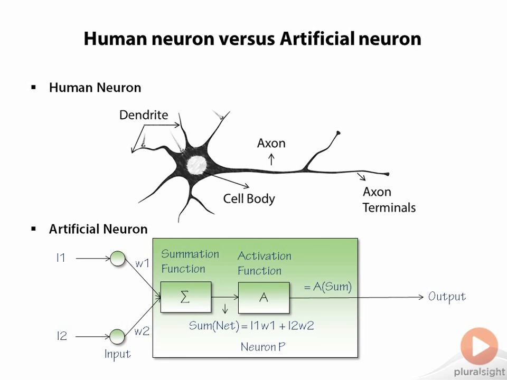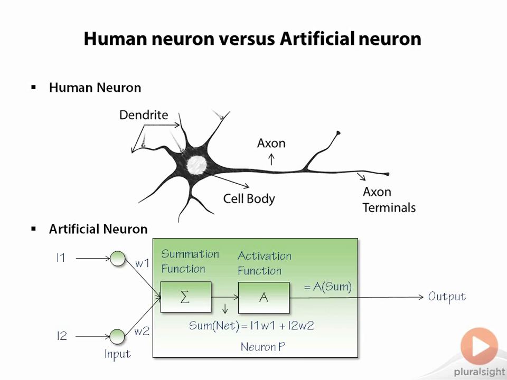Inside the neuron P, typically we have two functions. First is summation function where input signals are summed based on their signal strength or weights. So output of this summation function is nothing but weighted sum of input signals. Sometimes the sum value is also known as net.